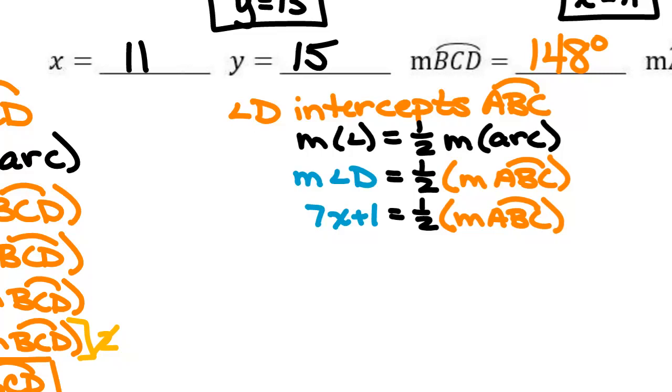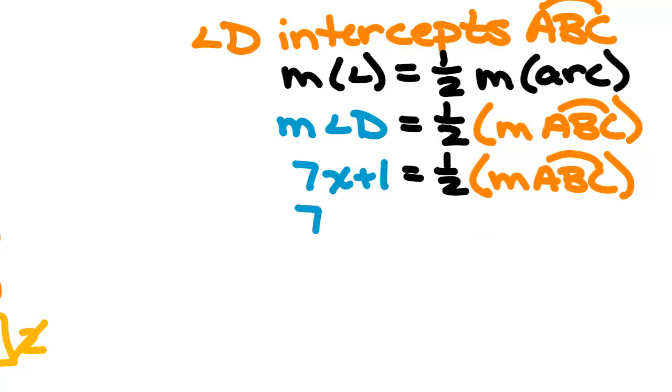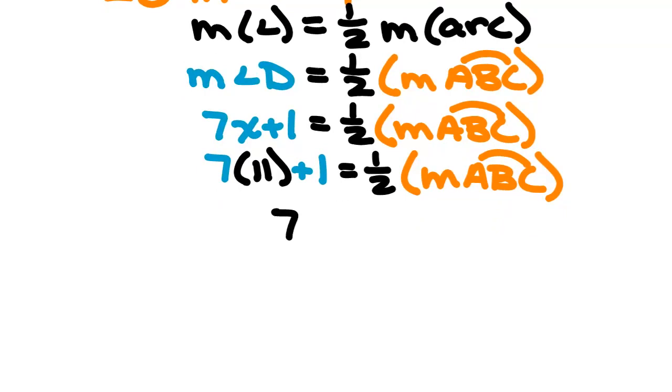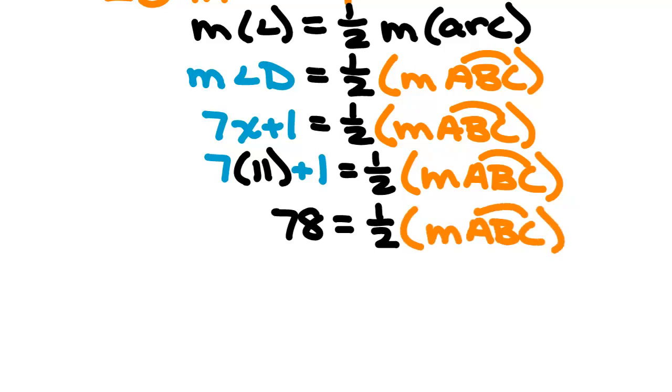And what is x? 11. So I have 7 times 11 plus 1 equals 1/2 times the measurement of arc ABC. What is 7 times 11? 77 plus 1. So I have 78 equals 1/2 times arc ABC. And to finish solving this for ABC, multiply both sides by 2, 156.